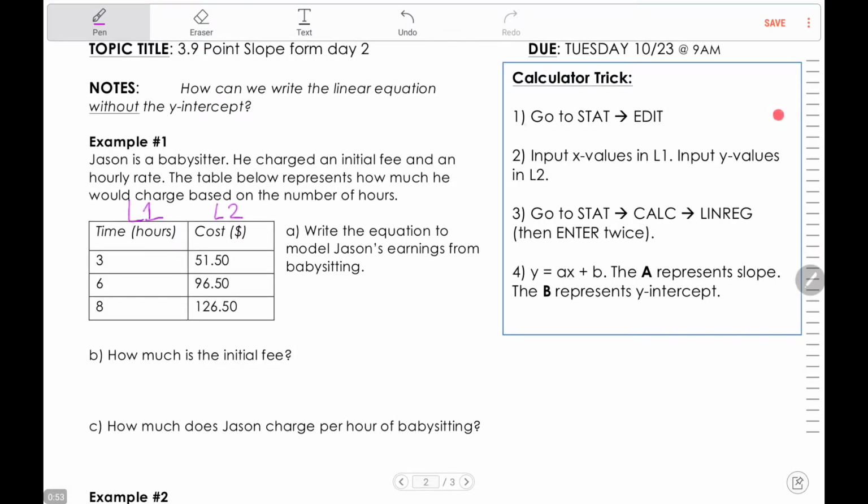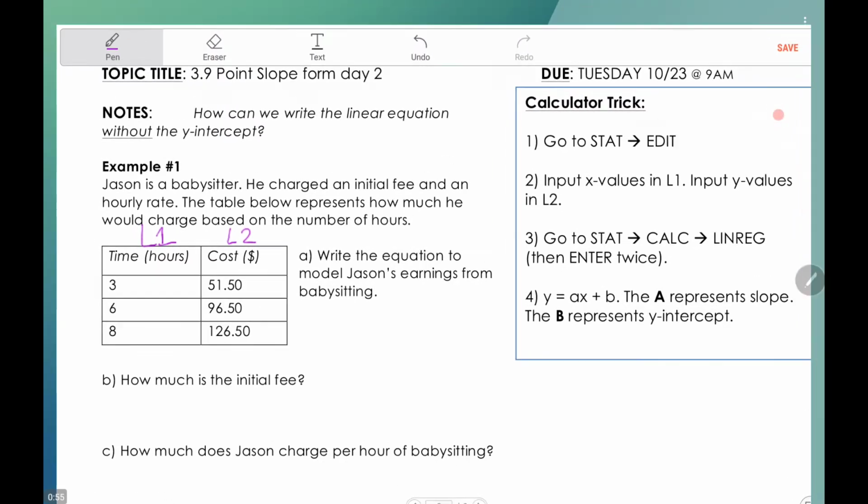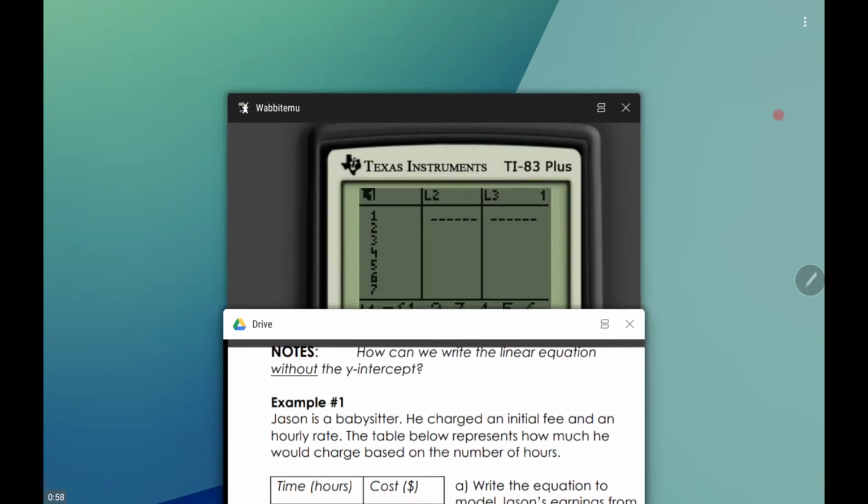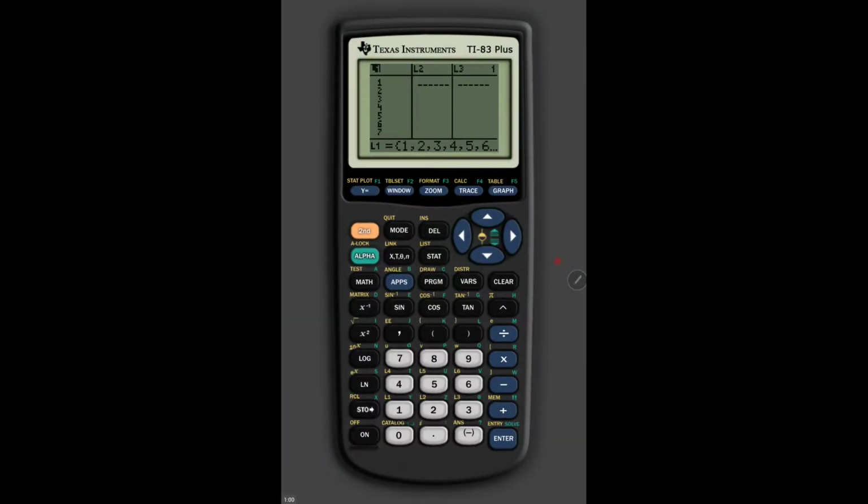So the first step is to go to Stat Edit. So I'm going to open up my calculator. And I need to go to Stat, and then Enter on Edit. And I already have something in L1, and L2 is already blank, which is good. But I need to clear out everything in L1. So let's scroll up, highlight the L1, and then click Clear, Enter, and then we're all clear.